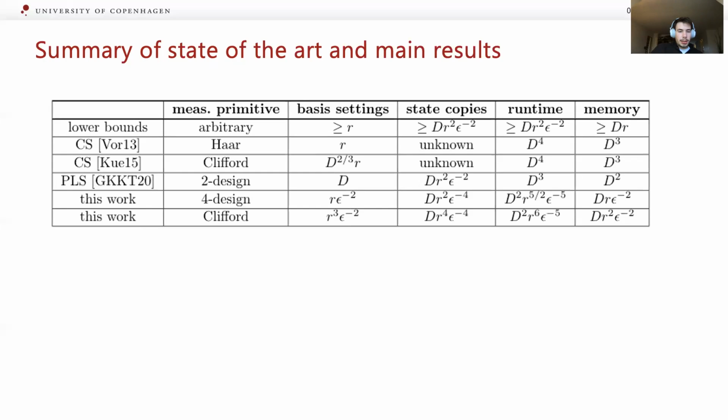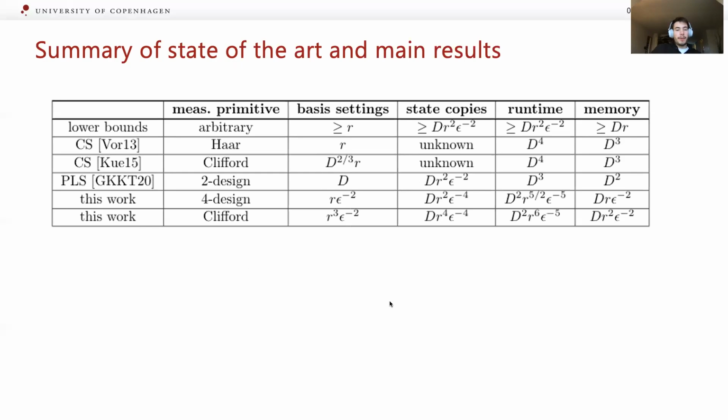And importantly, you see that our algorithm essentially matches the lower bounds for the basis setting, state copies, and memory up to some dependency on the error. So again, epsilon is how close you want to be in trace distance, right? And this is the first algorithm, as far as we know, to do this for all parameters simultaneously.